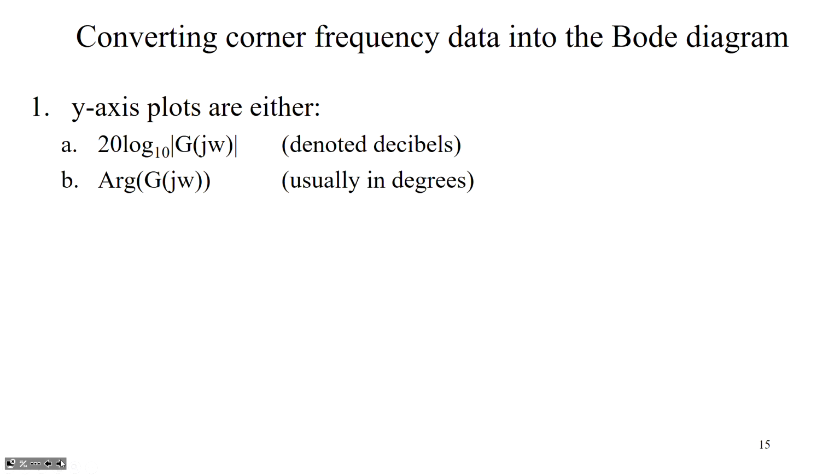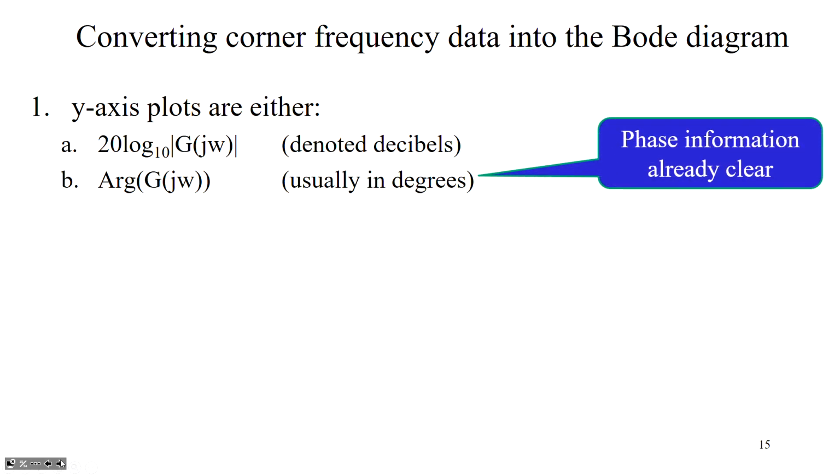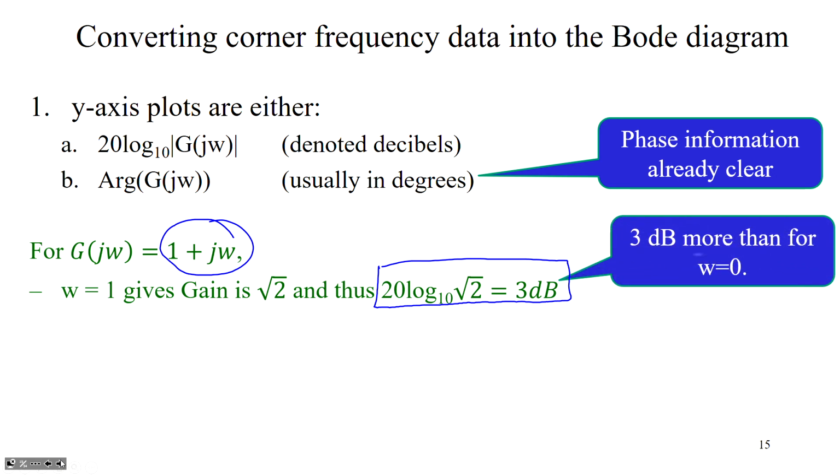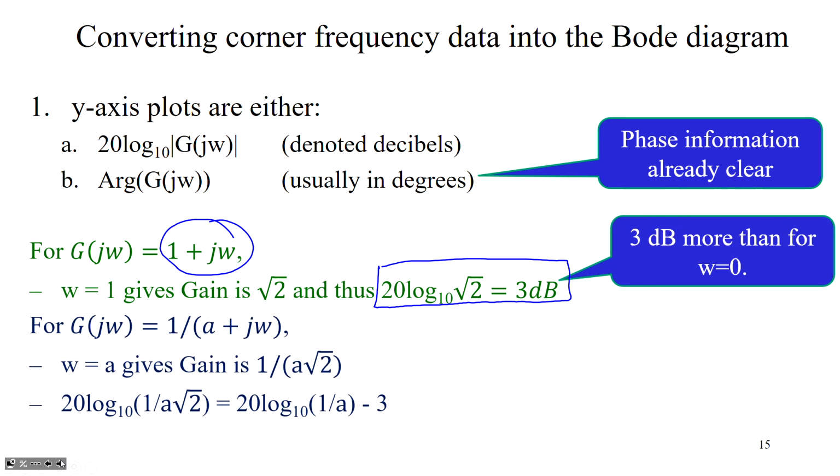What about corner frequencies? Well, there are some errors at the corner frequencies. So if you put omega equals 1 into 1 plus j omega, the gain is √2. 20 log to the base 10 of √2 gives you 3 decibels. So the error at the corner frequency is 3 decibels. So that's the error compared to the steady state assumption.